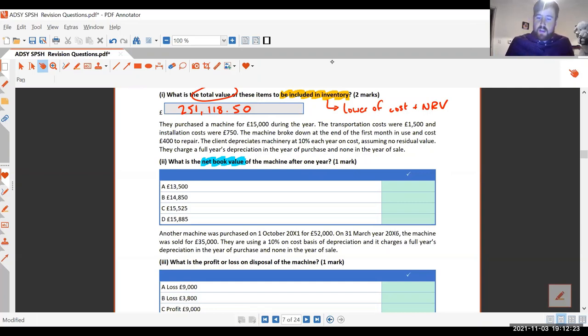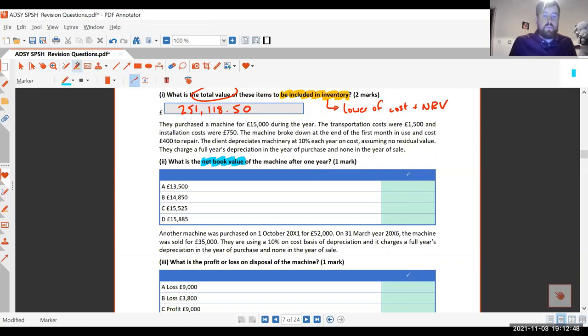First things first, a good starting point here is going to be to work out what the value would be that we actually capitalize for this asset in the first place. If we need to work out what the value is going to be after 1 year, we need to know what the value would be at the start in order to then process it from there. That's going to be our starting point.